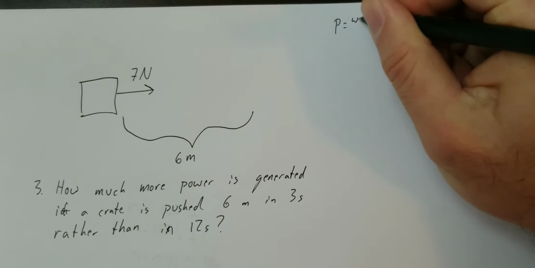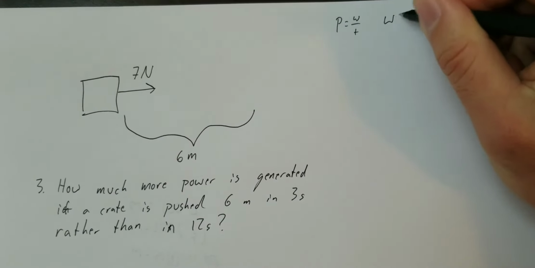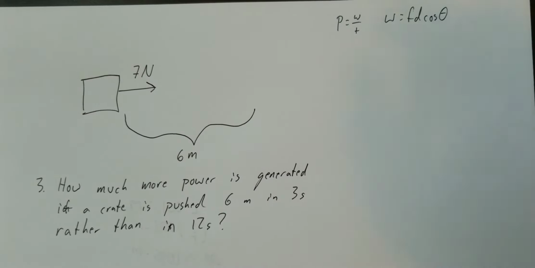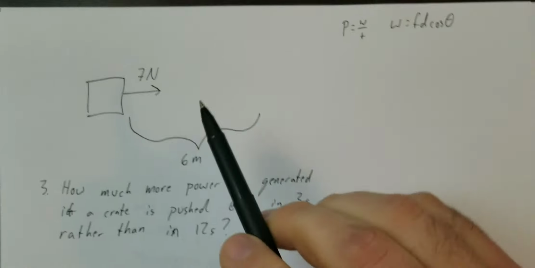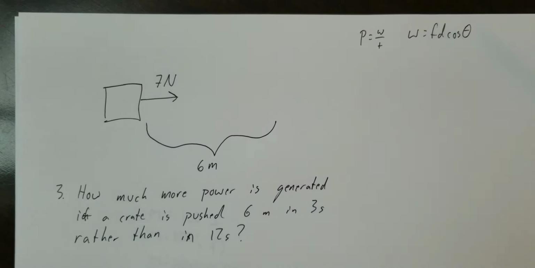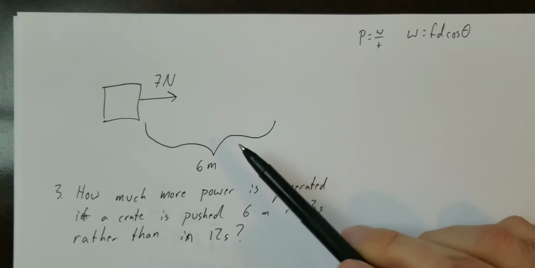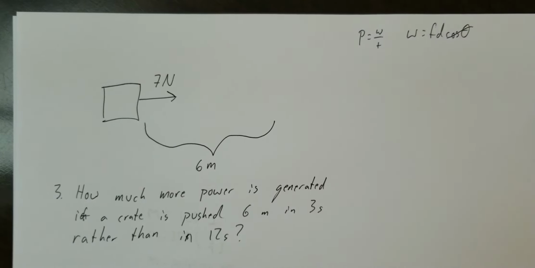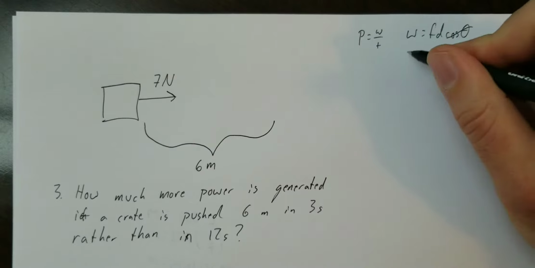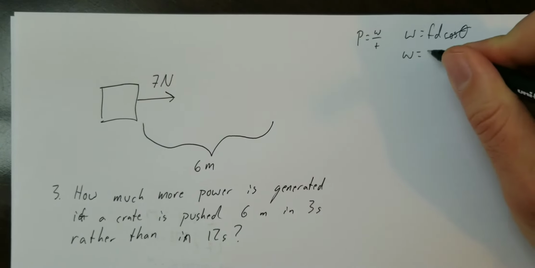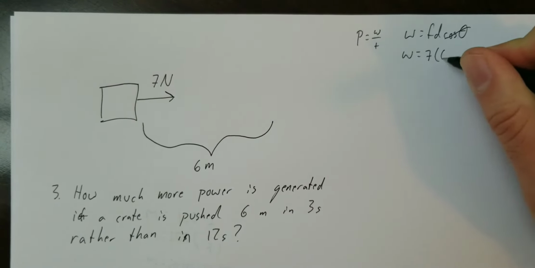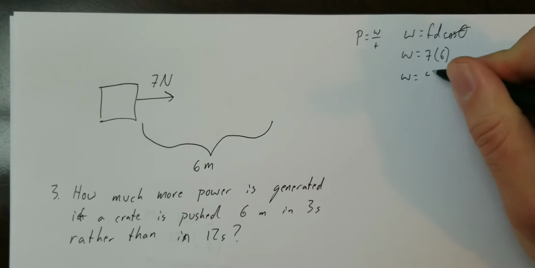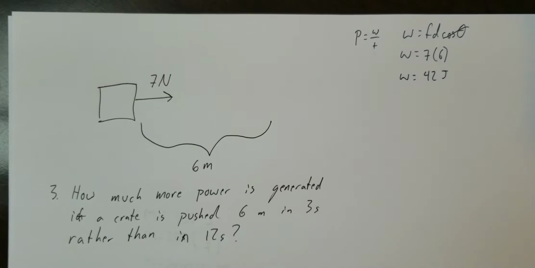Power equals work over time, and work equals force times distance times the cosine of theta. We don't have to worry about the theta here because the force is done in the same direction as the displacement. So we can just ignore that cosine theta. We know that the work is the force, which is 7 newtons, times the displacement, which is 6 meters. So the work is 42 joules.